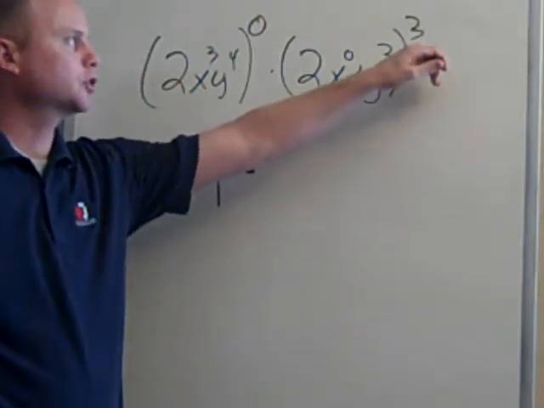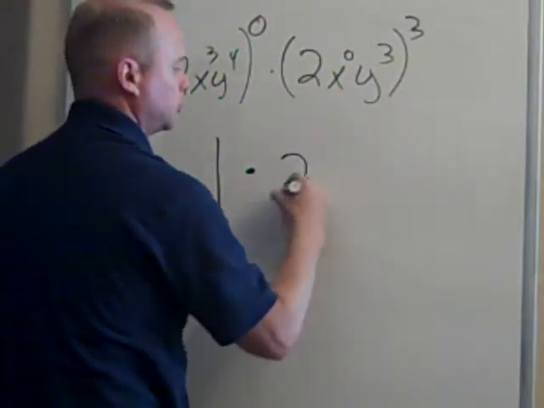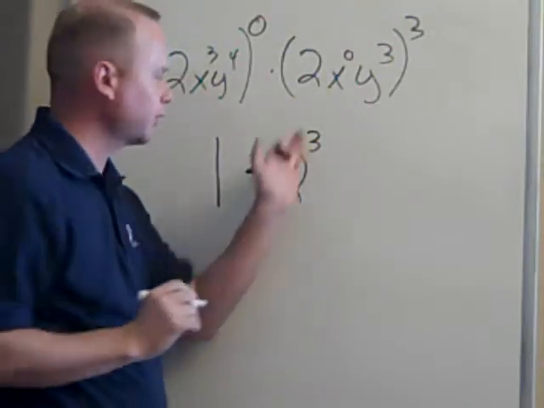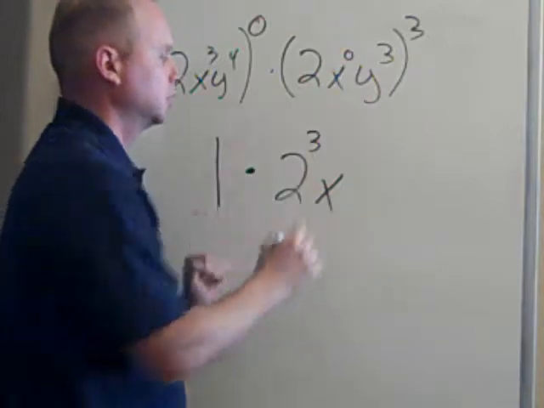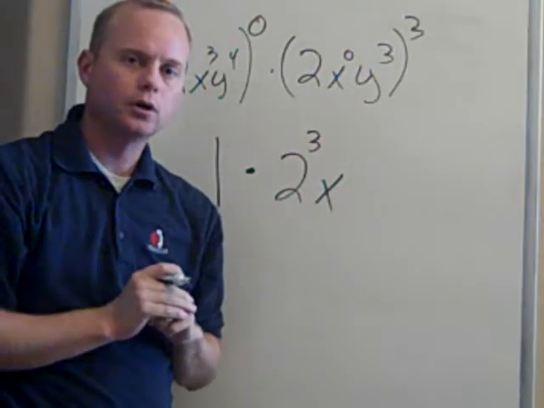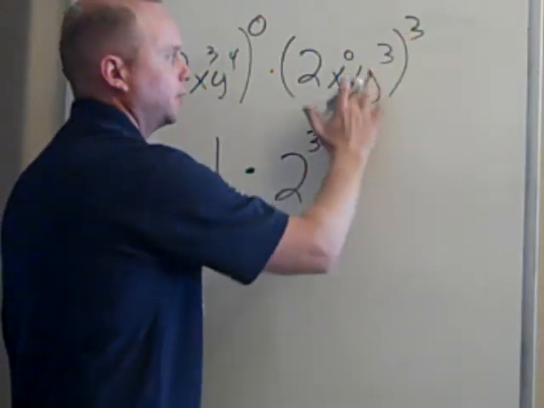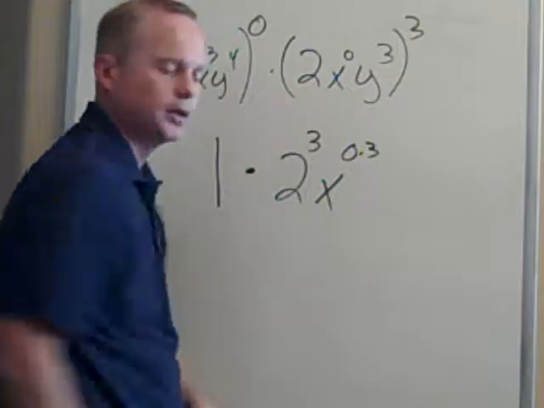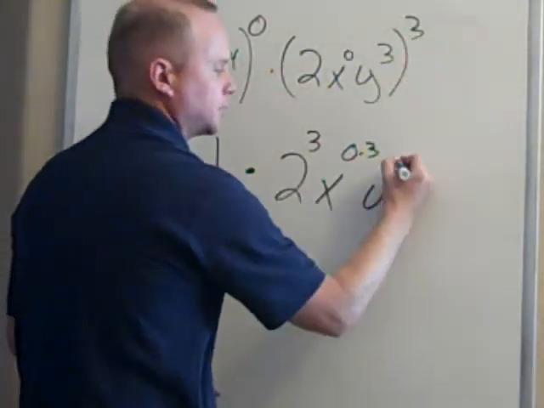So this would be 1 times. Now on this one we are distributing this 3. We're distributing it to the 2. That would be 2 cubed. And I encourage you to write that step down. Don't try to do that in your head. Just write it down for now. X to the 0, and through our multiplication properties of exponents, we would multiply these two together. 0 times 3. I'm just going to write that down. And the last one is y, 3 times 3.